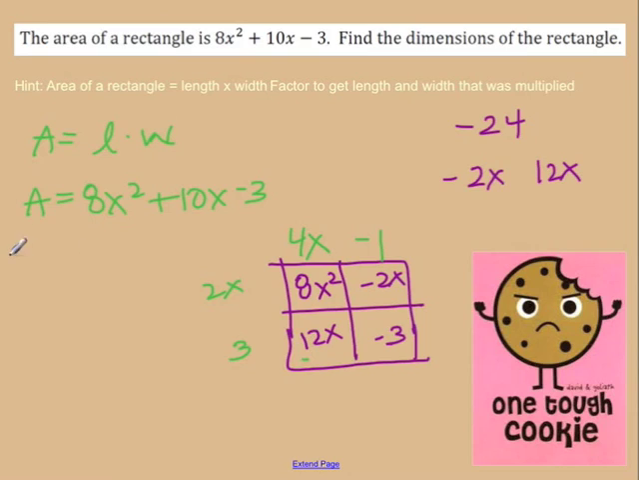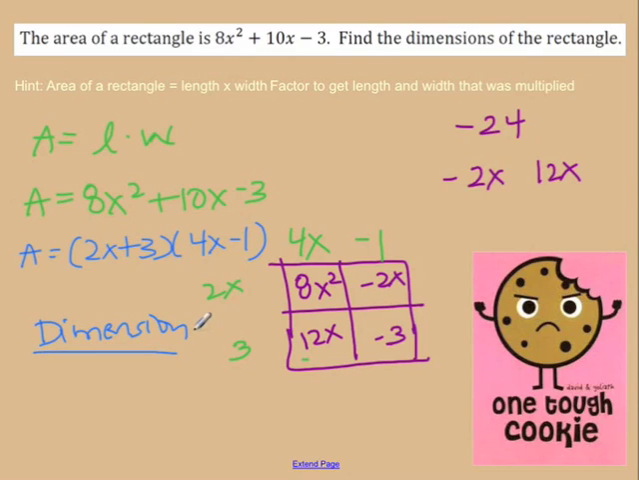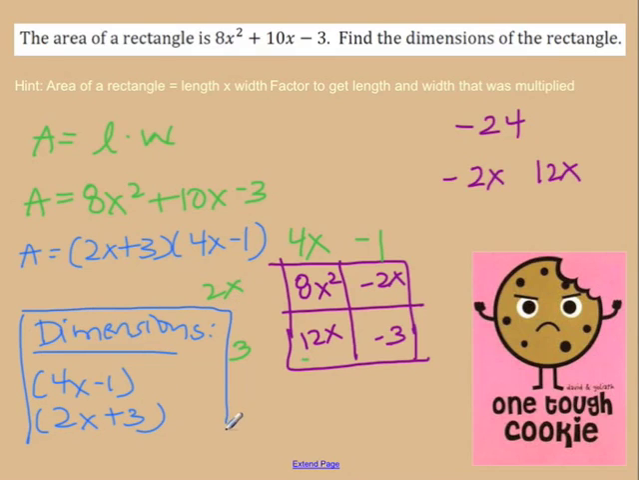So my factored form for this one is 2x plus 3 and 4x minus 1. That means my dimensions, we're not sure which one is the length and which one's the width, but my dimensions are 4x minus 1 and 2x plus 3. That would be my answer for that last problem.